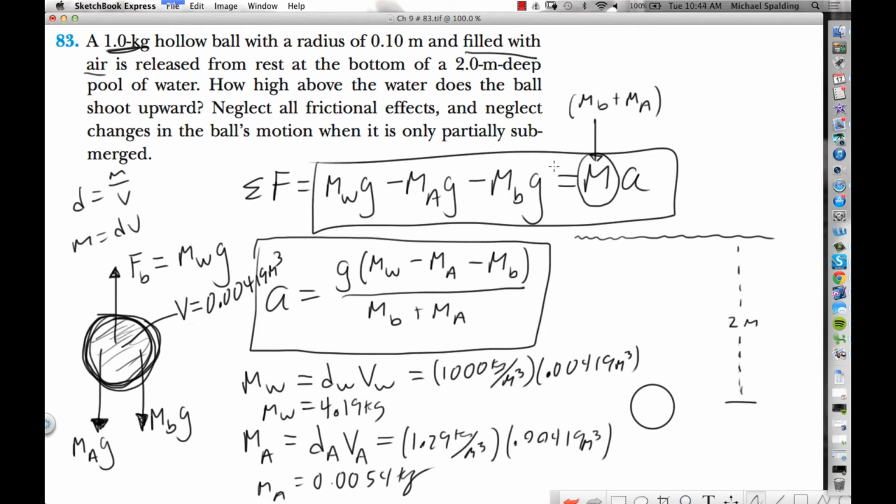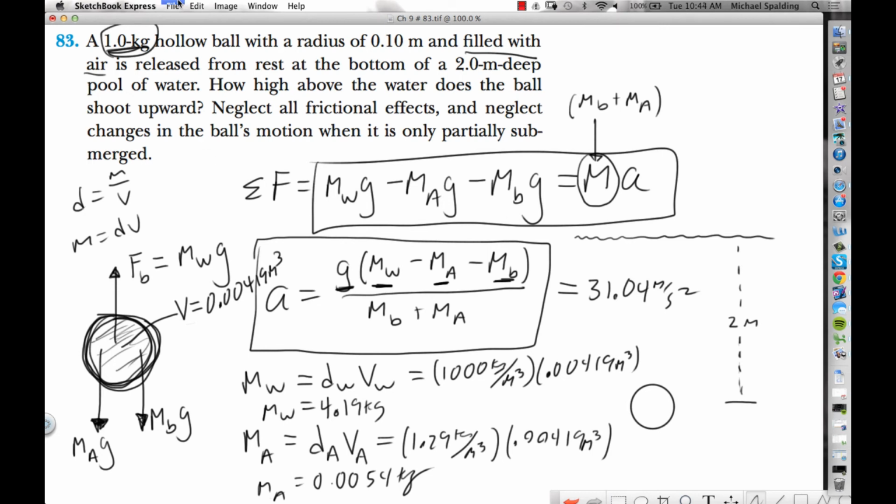Okay, so we take all these numbers and plug them in. So we have all the values. Gravity is 9.8, mass of the water 4.19, mass of the air 0.005, mass of the ball is 1 kilogram. When you plug into this, you get an acceleration of 31.04. So now, any questions with this? That's the chapter 9 part.